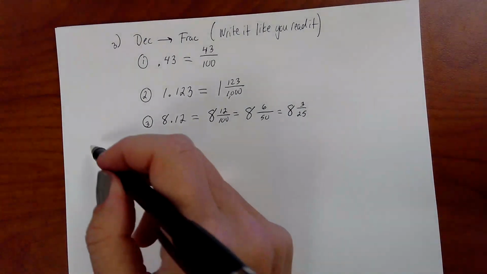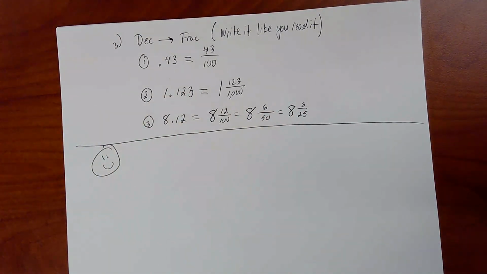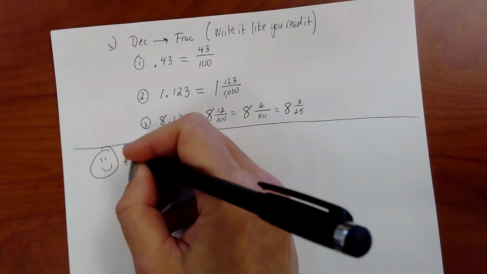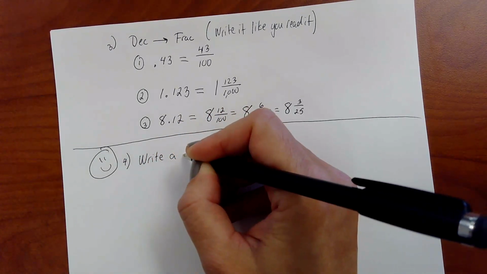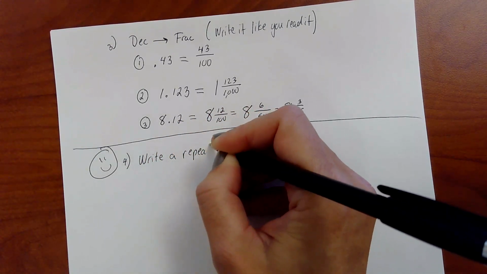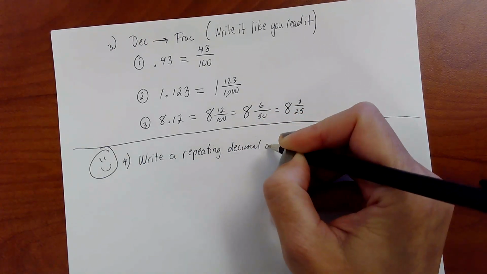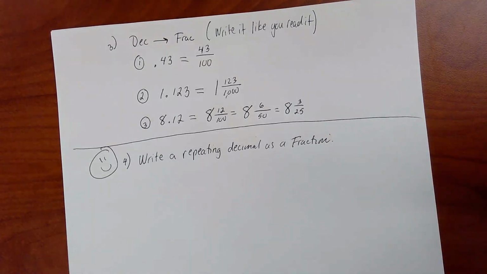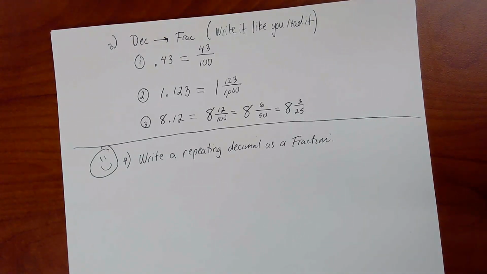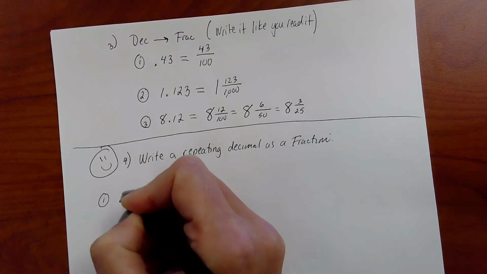Okay, now for the coolest part. This is cool. Number 4. How to write a repeating decimal as a fraction. This is cool. Because you can't just, well, I'll show you. Here's an example. So like 0.72 repeating.